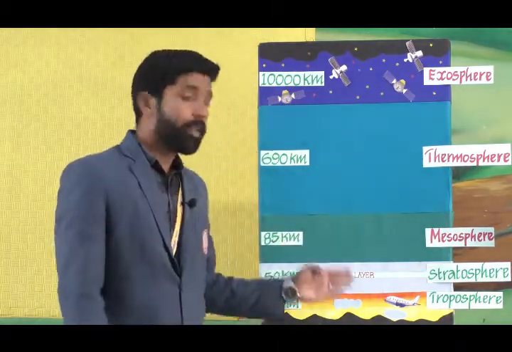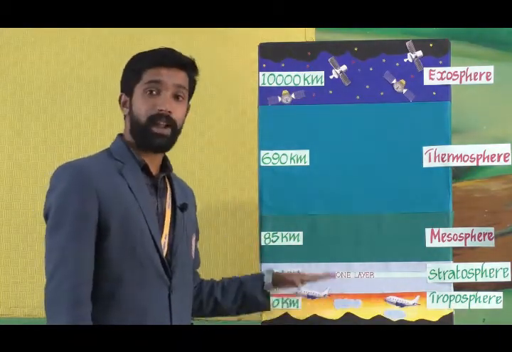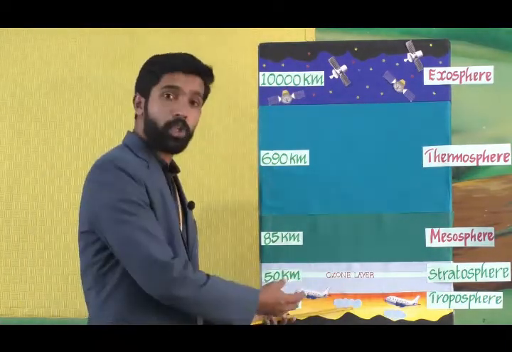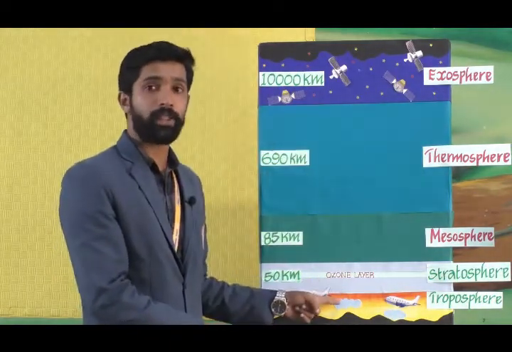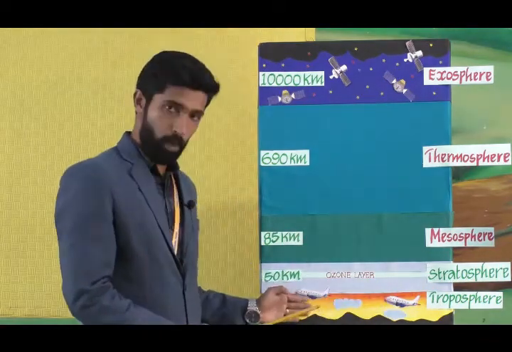As the troposphere is the lowest and the densest layer of the atmosphere, it absorbs maximum heat radiated from the Earth's surface and thus keeps the Earth's surface warm.